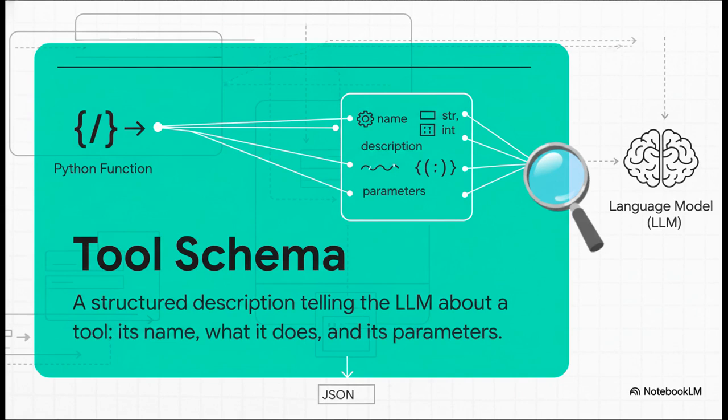So we have this cool Python function, right? But how in the world does the LLM, which only understands text, know that our function even exists, let alone how to use it? The answer is a tool schema. Think of it like an instruction manual for the function, written in a language the LLM can perfectly understand. It's a chunk of JSON that describes everything: the exact function name, a clear description of what it does, and exactly what kind of arguments it needs to work.